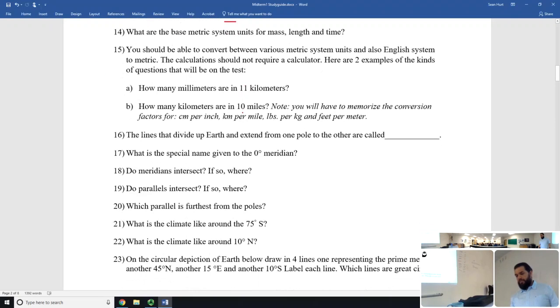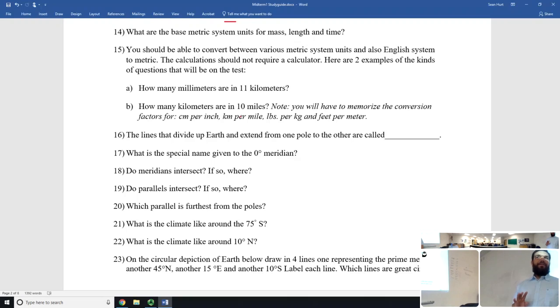Now for this one, how many kilometers are in 10 miles? If I recall correctly, the way this is asked on the test is such that if you kind of know the ballpark, you'll be okay. I don't want to promise you, but I think if you just know the ballpark. So that's how this would probably be on the test.